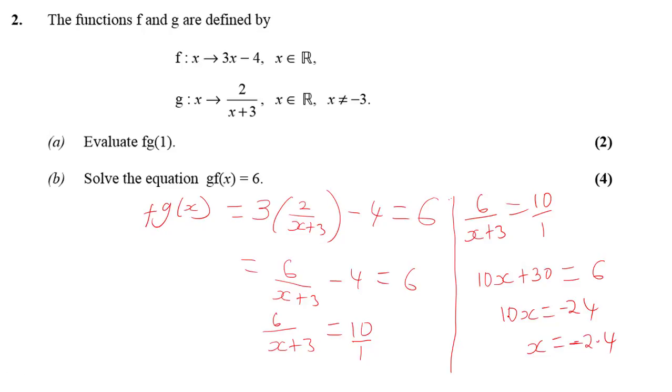For part A, I will not do that. It's quite easy. So first of all, get the function fg, and then you just put 1 where x is. So find the function fg of x, and then you just sub in 1 where x is, and that's the value of it.